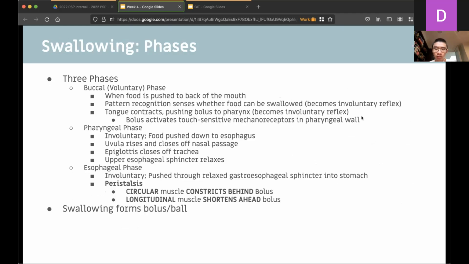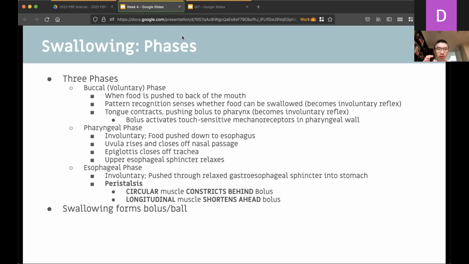Now, swallowing. Swallowing can be divided into 3 phases: the buccal, in your cheeks, the pharyngeal phase in your pharynx, and then esophageal, down your esophagus. And so swallowing starts in the mouth. It starts when you form a bolus with the food, like push it into a bolus, and push it to the back of your mouth.